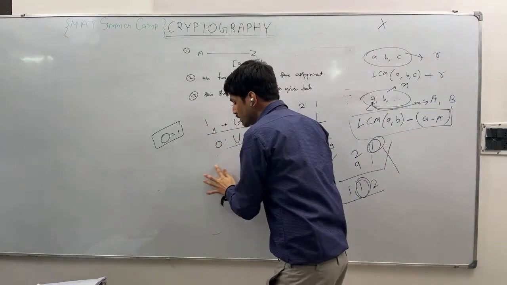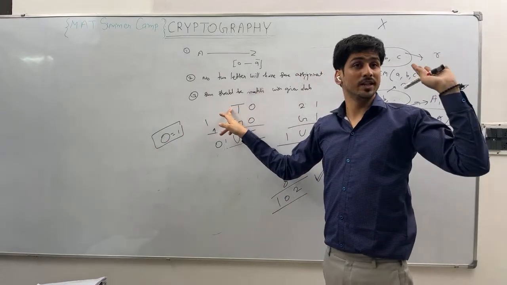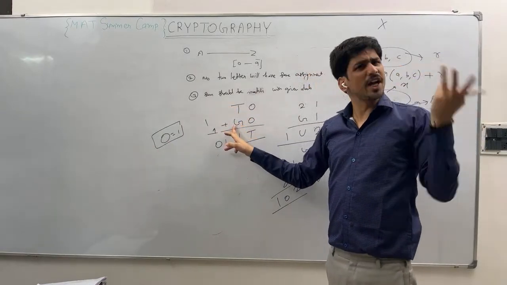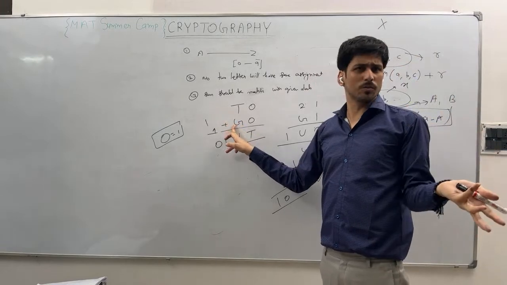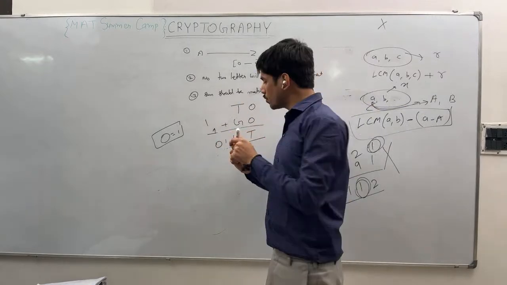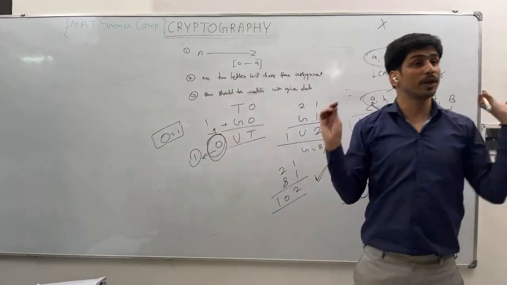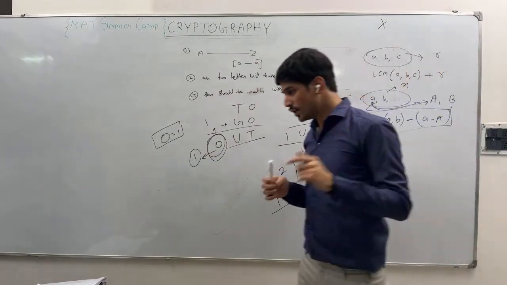First of all, we start with the leftmost digit. You say the maximum value of T can be 9, and the maximum value of G can be 8. If this is 9, then definitely this cannot be 9. So 9 plus 8 means 17. So definitely in a crypt arithmetic problem, the leftmost digit will always be 1, no matter what you do. Is it clear? Now I'll give one more problem.